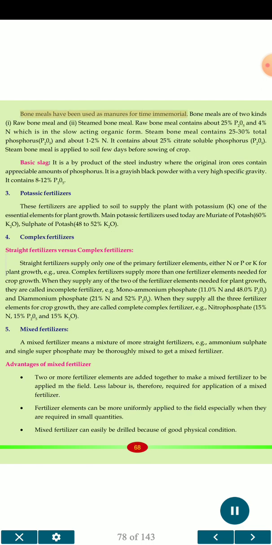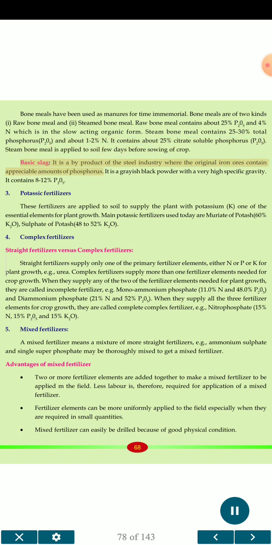Bone meals have been used as manures for time immemorial. Bone meals are of two kinds, i. Raw bone meal and ii. Steamed bone meal. Raw bone meal contains about 25% P2O5 and 4% N which is in the slow-acting organic form. Steamed bone meal contains 25 to 30% total phosphorus P2O5 and about 1 to 2% N. It contains about 25% citrate-soluble phosphorus P2O5. Steamed bone meal is applied to soil a few days before sowing of crop.